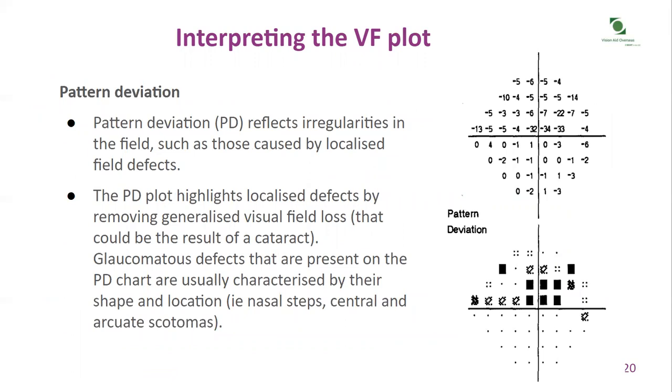Pattern deviation reflects irregularities in the field, such as those caused by localized field defects. The PD plot highlights localized defects by removing generalized visual field loss that could be the result of a cataract, say. Glaucomatous defects that are present on the PD chart are usually characterized by their shape and location, i.e. nasal steps, central and arcuate scotomas.